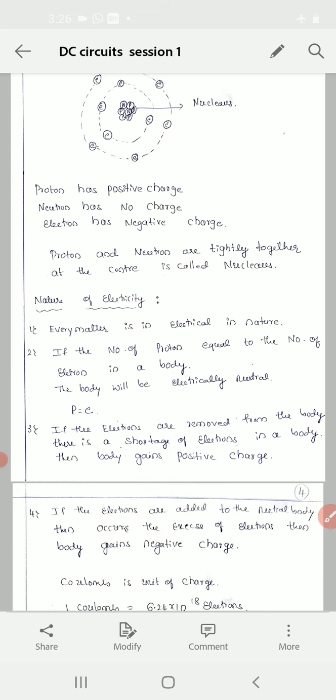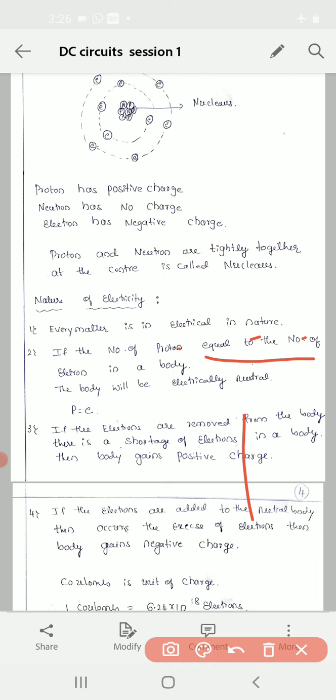Next concept, nature of electricity. Nature of electricity means properties of electricity. Every matter is electrical in nature. Second property: if the number of protons is equal to the number of electrons in a body, then the body will be electrically neutral, that is P is equal to E.